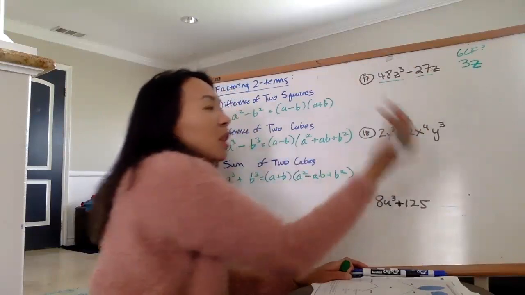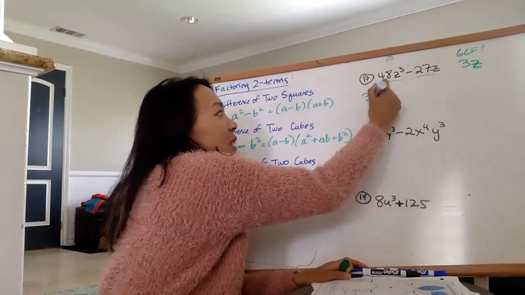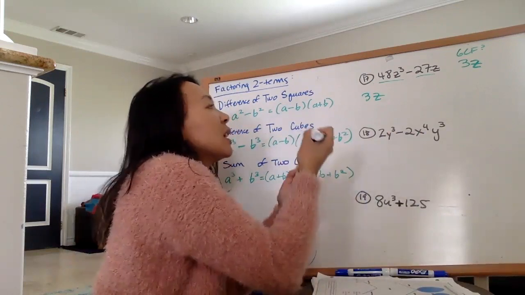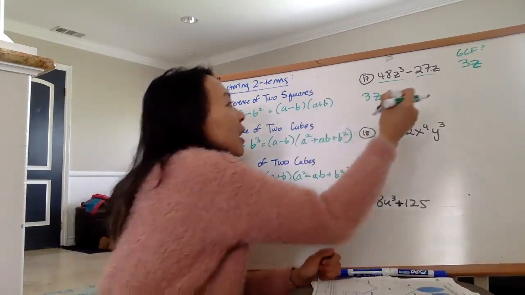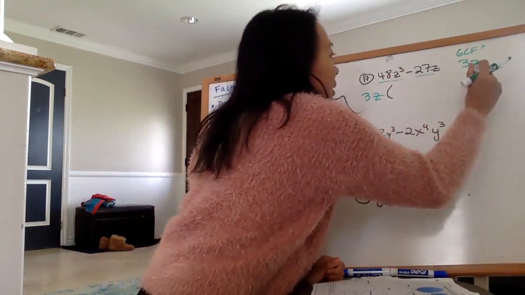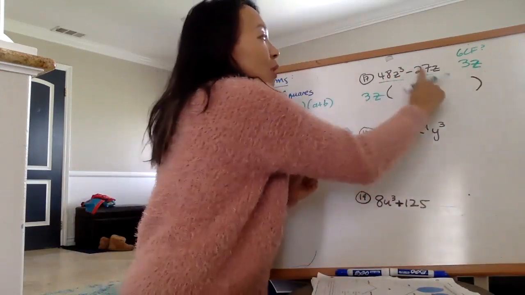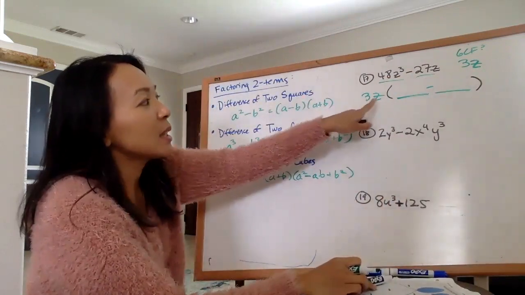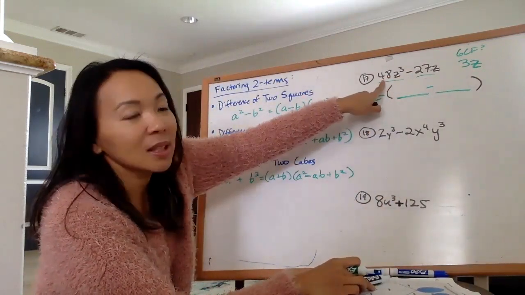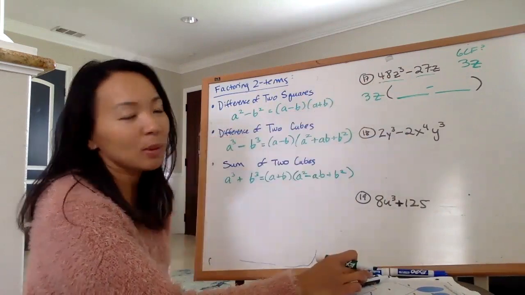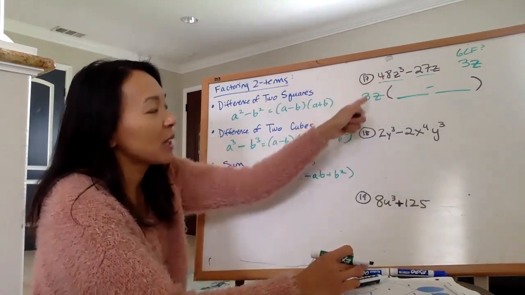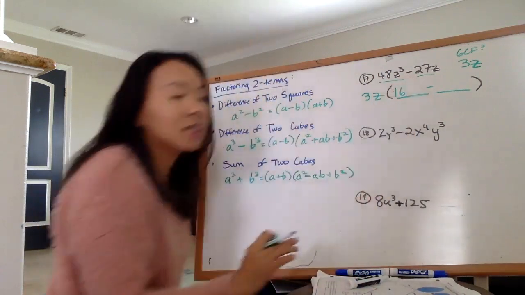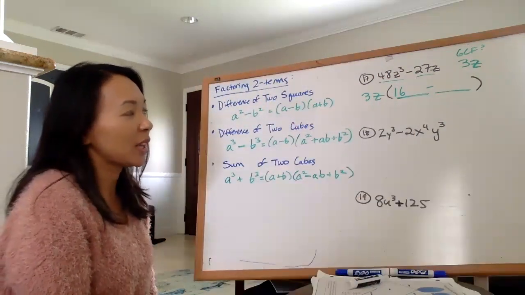Right now I'm going to rewrite this with the GCF on the outside. I pull out the GCF, and then I'm going to write down what's inside. And of course, since there are two terms, there are also two terms here. So 3z times what will give me 48z cubed? 3 times what will give me 48? Or in other words, what's 48 divided by 3? The answer is 16, so 16 times 3 will give me 48.